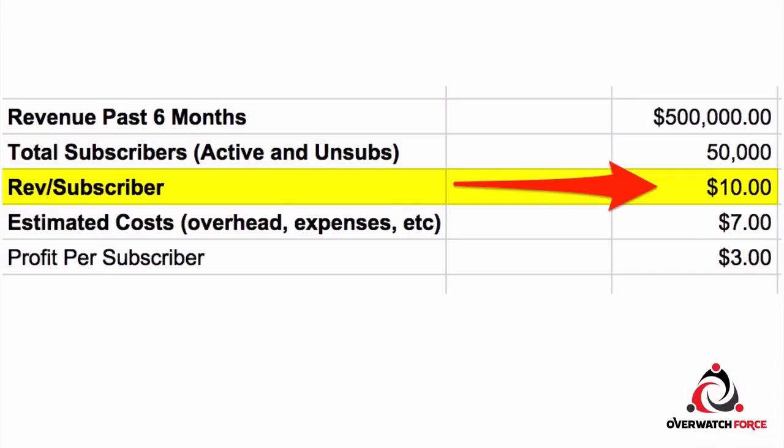So let's do it. Revenue for the past 6 months, let's say it was $500,000. Your total subscribers, active and unsubscribed. You don't just look at the people who are active, you look at the entire database of all the leads that you've created over the last 6 months. Let's say it's 50,000 subscribers. Well, you have a revenue per subscriber of $10.